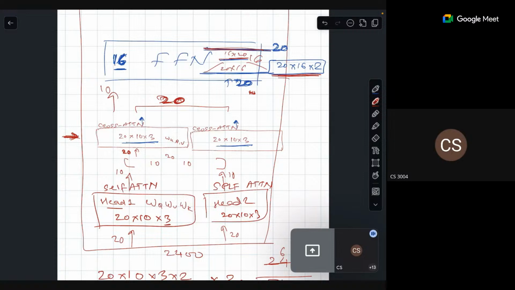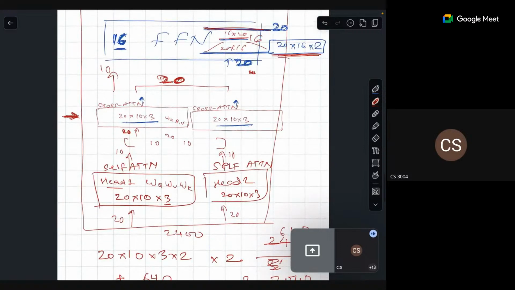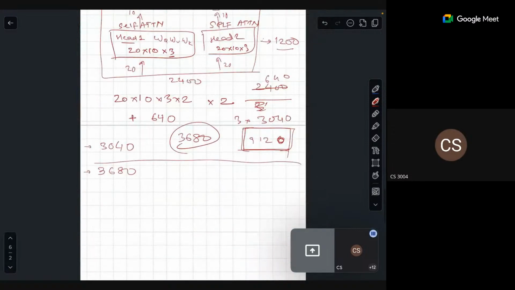So then it is correct. You got 1200 plus 1200. How many did you get in the first layer? 1200, and in cross attention you got 1200 again. Yes, 1200 here, 1200 here, and then here we got 320 plus 320, which is 640. The summation is 3040, and we got 9120. So that is the correct answer.